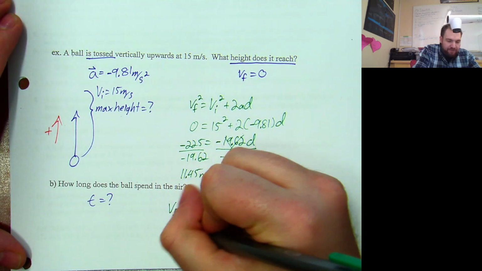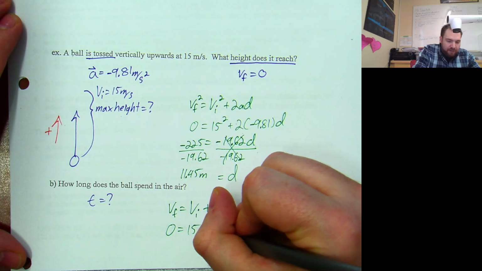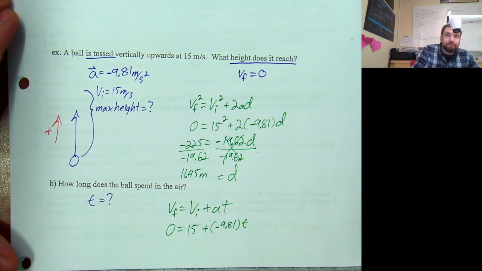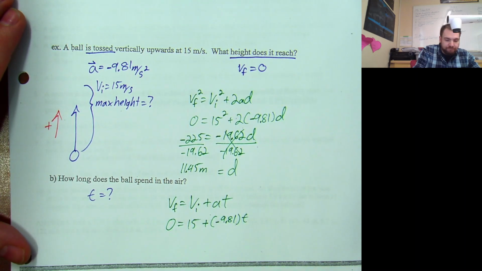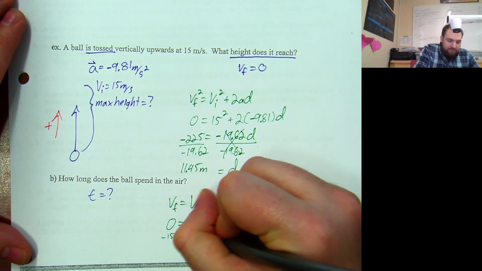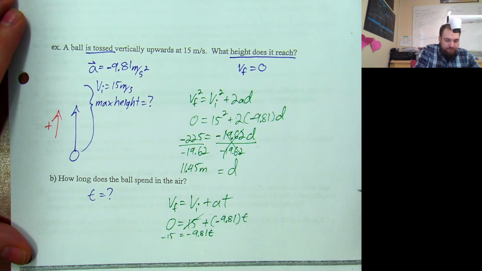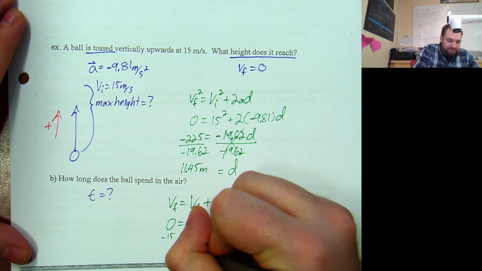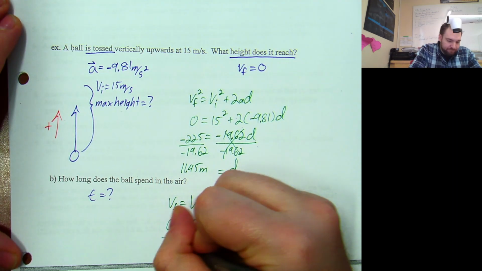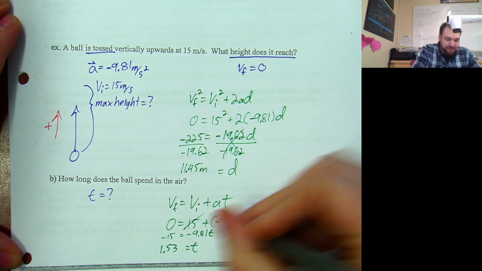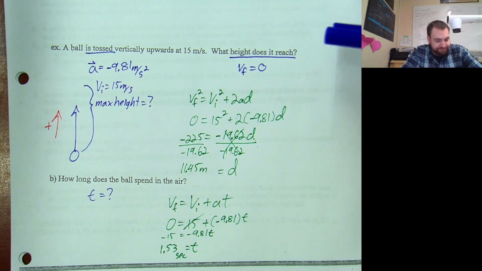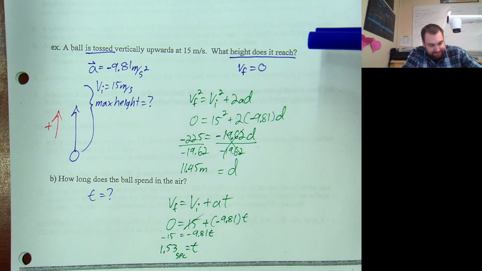VF is 0. VI is 15 plus negative 9.81 times T. Subtract 15. So what's T? It would be in seconds. Did I answer the question?